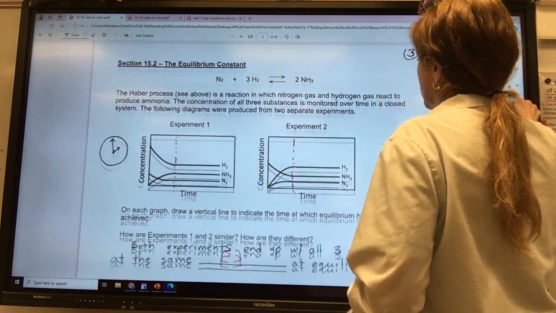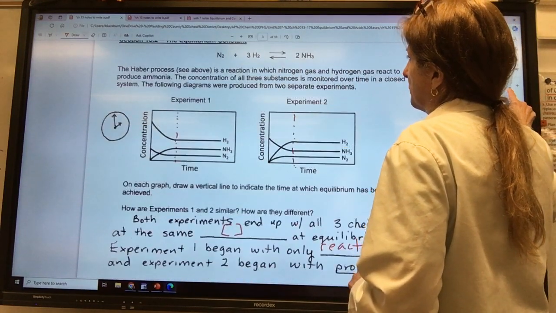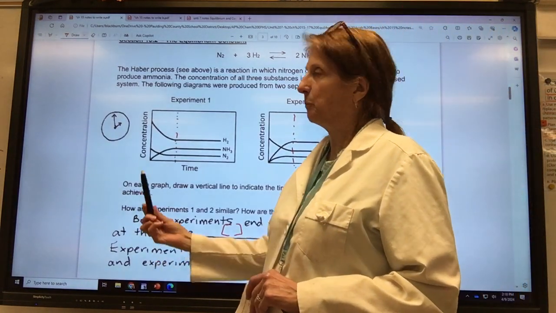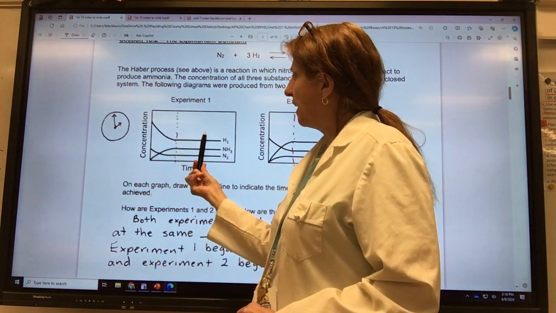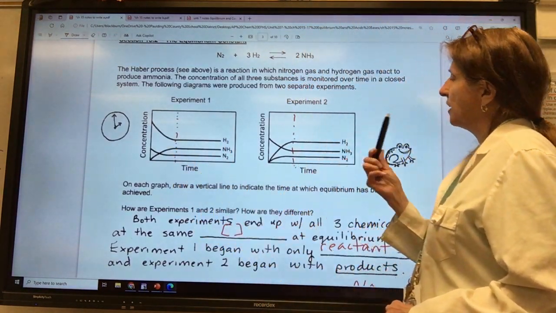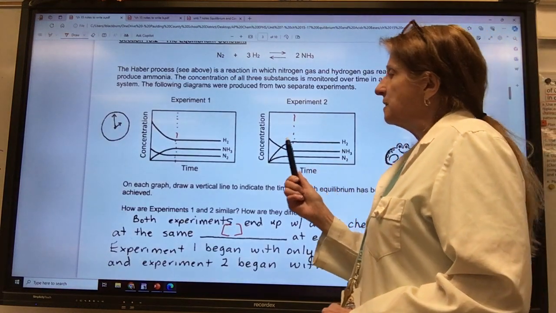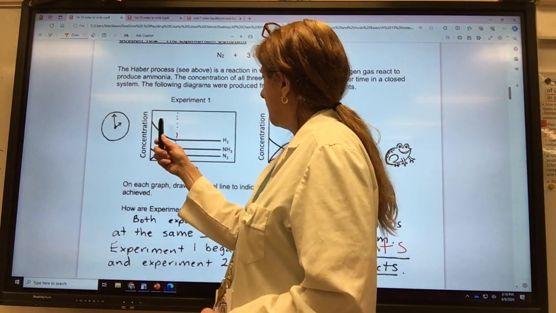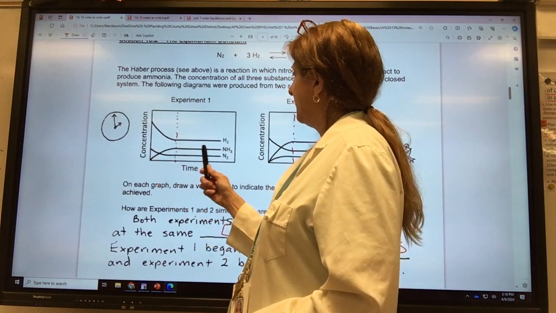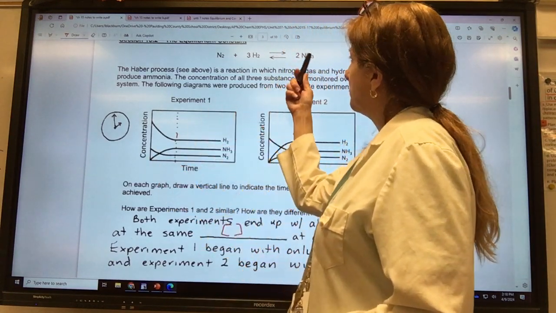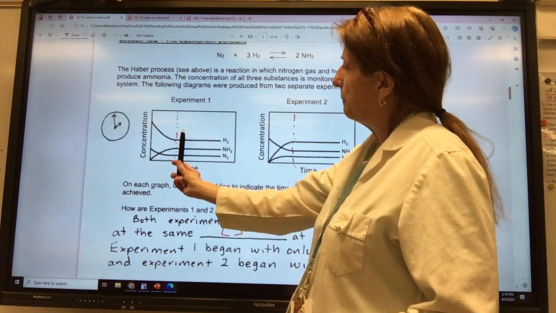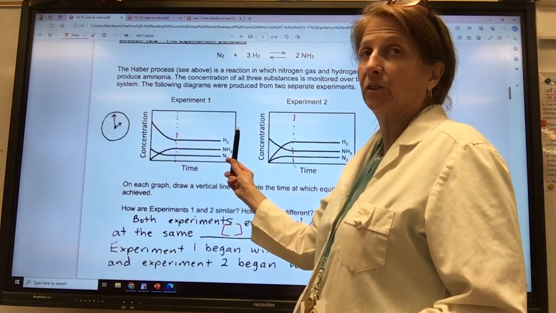The next thing is we're going to draw a little line. So here we have two experiments, and we're supposed to draw a line where equilibrium was established. It's where the lines get flat. Where the lines get flat, the concentration isn't changing anymore. With this experiment, we started off with H2 and N2, and we didn't have any NH3. So we only started with reactants, but over time, the amounts of all three leveled off.